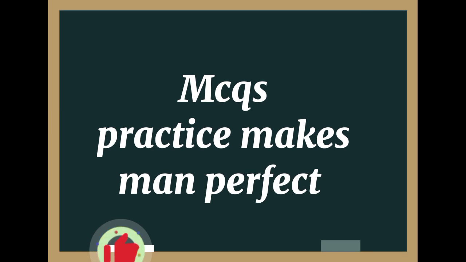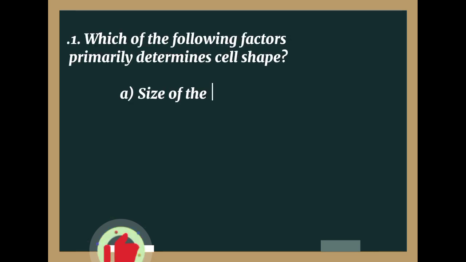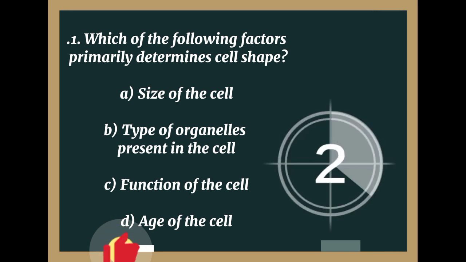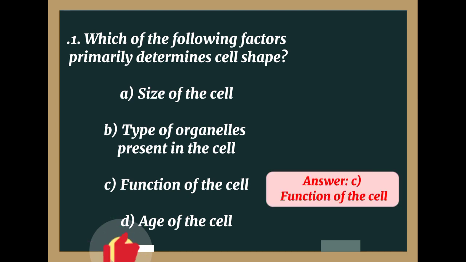MCQs. Practice makes men perfect. 1. Which of the following factors primarily determine cell shape? A. Size of the cell. B. Type of organelles present in the cell. C. Function of the cell. D. Age of the cell. Answer C. Function of the cell.